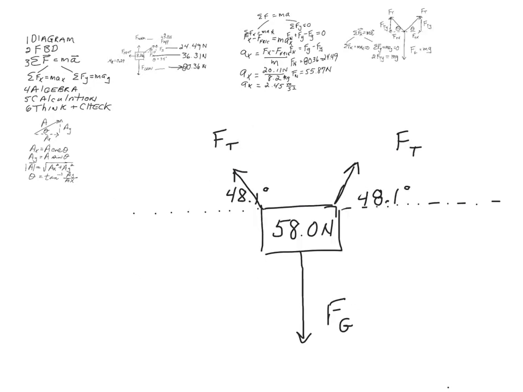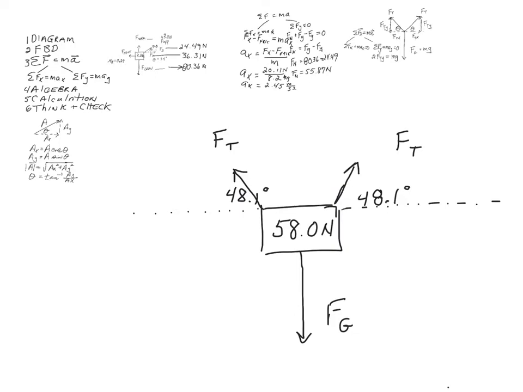So here's the problem I chose. There were two cables, two tension forces. The angle's 48.1 degrees to horizontal, so it's symmetric. And the weight of the sign is 58 newtons. So the newtons is important. If this were 58 kilograms, that would be a mass, and I have to multiply by 9.8. But when you have 58 newtons, that's it. That's the Fg. That's the weight. That is the mg.